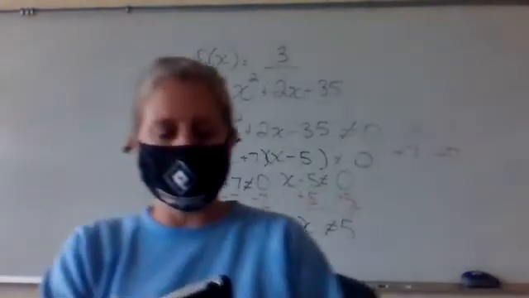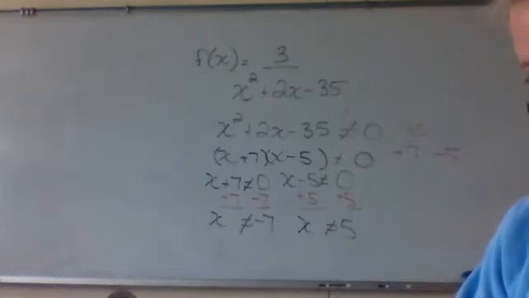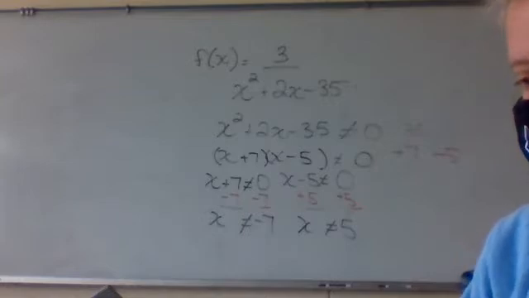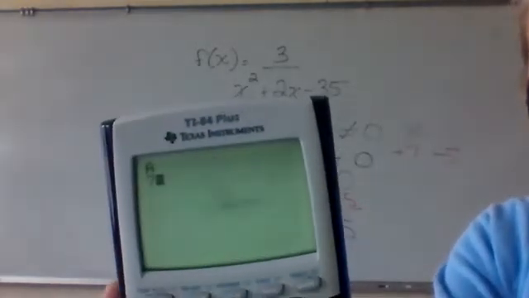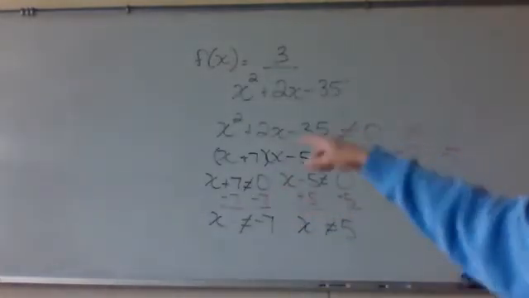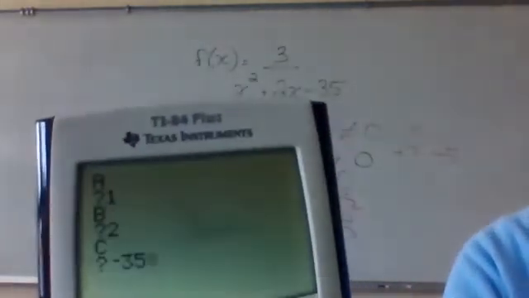So also remember, you could have done this in your quad program. So if you went to program and down to quad, so again, your quad program and enter your A, B, and C. Remember, A is the number in front of x squared, so that would be a 1. B is the number in front of your x, which is 2. And C is your constant, which is negative 35. So there's your A, B, and C.